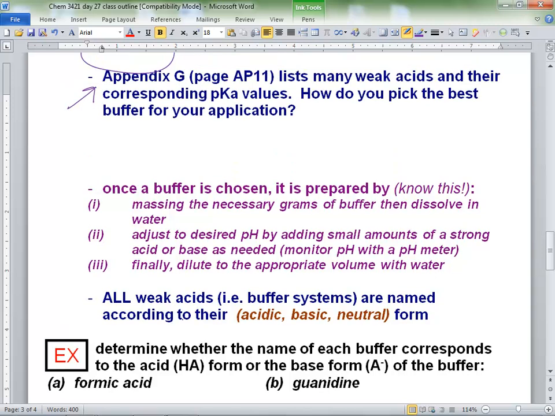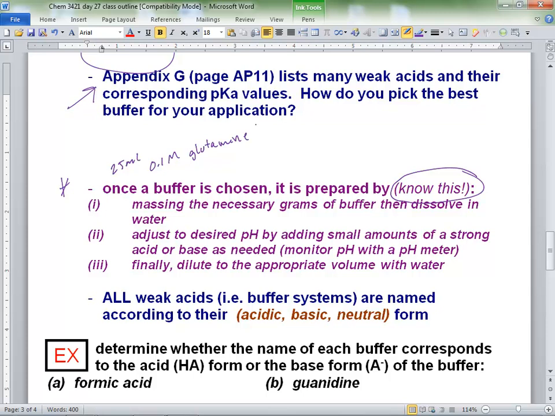But once you do pick a buffer, and you should know this because it's in the homework, they ask: how would you actually prepare this buffer? It's not really that bad. If you wanted, say, 25 milliliters of 0.1 molar glutamine, just figure out the number of grams you're going to need. Multiply the volume in liters times the concentration, you get moles. Then what is glutamine? Google it, find it in the table, and get the grams of the stuff.